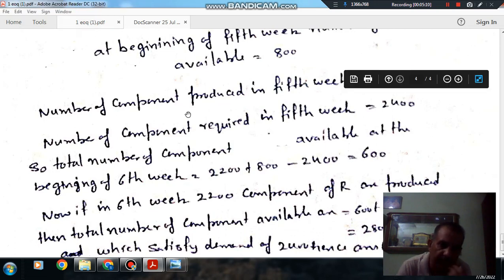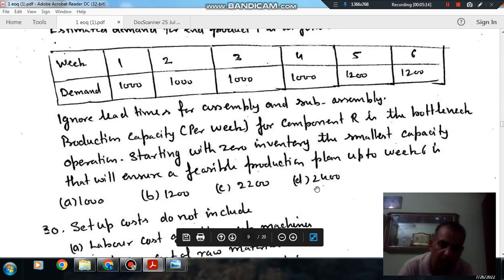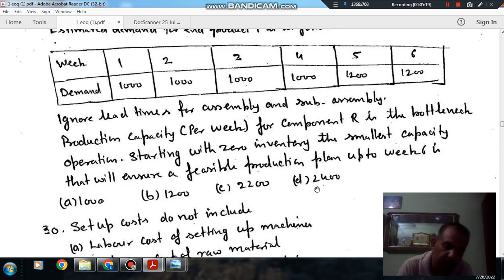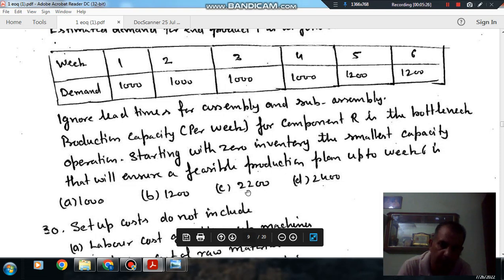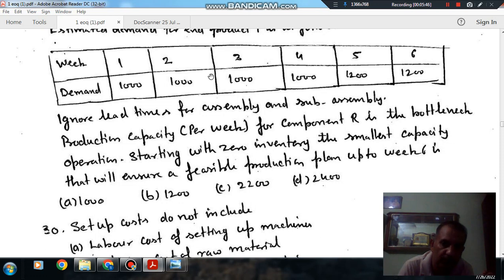If we take option D, then more components will be produced, and that will increase the holding cost. So the answer is option C. 2200 components is the smallest batch that will ensure a feasible production plan up to 6 weeks, because then there will not be any shortage. At least 2200 components have to be produced each week to satisfy the demand of P.